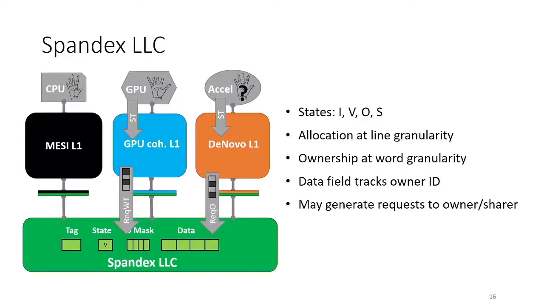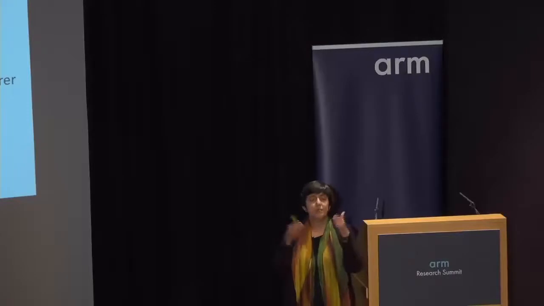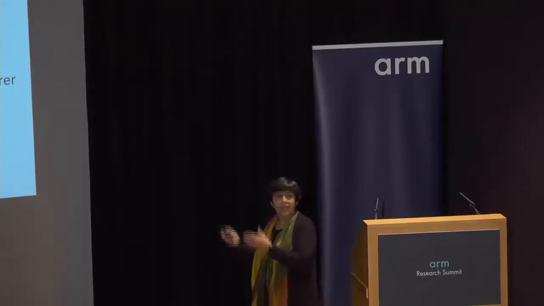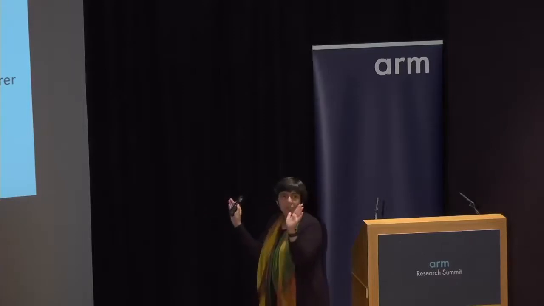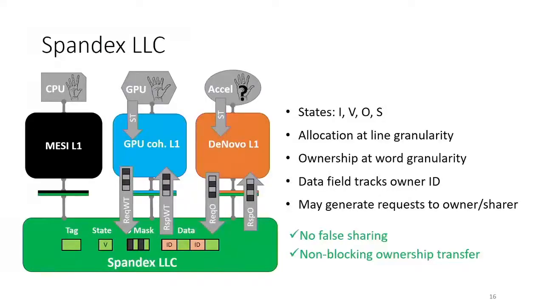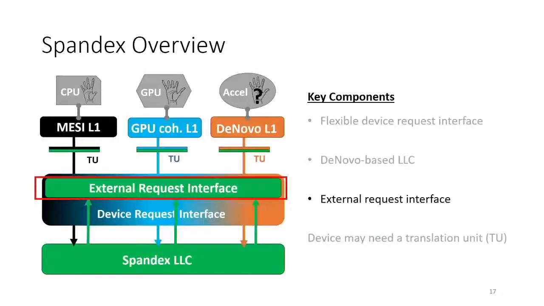So if the GPU is sending out a write-through and the accelerator is sending out a request for ownership to different words in the same cache line, with the MESI-style protocol this would create false sharing. Not only that, it would create transient states, it would result in blocking states, and lots of complexity. In this world, these are just simply two different words of the cache line, no problem. The Spandex LLC responds, and we are done. Okay, so no false sharing. There's non-blocking ownership transfer. It's just a very simple protocol.